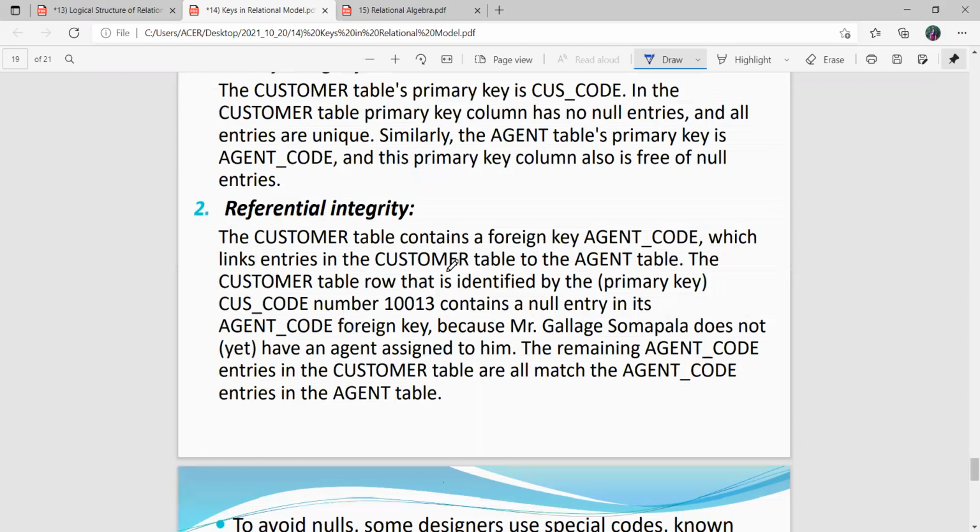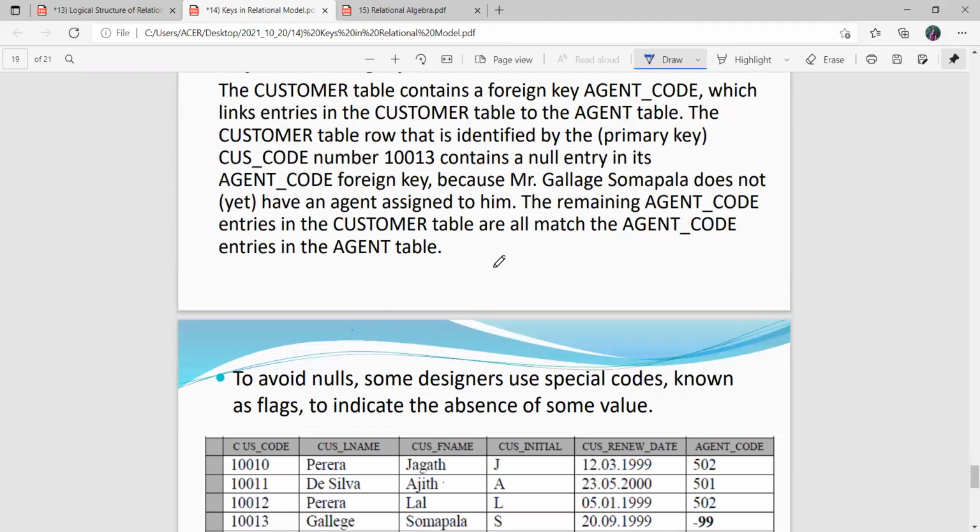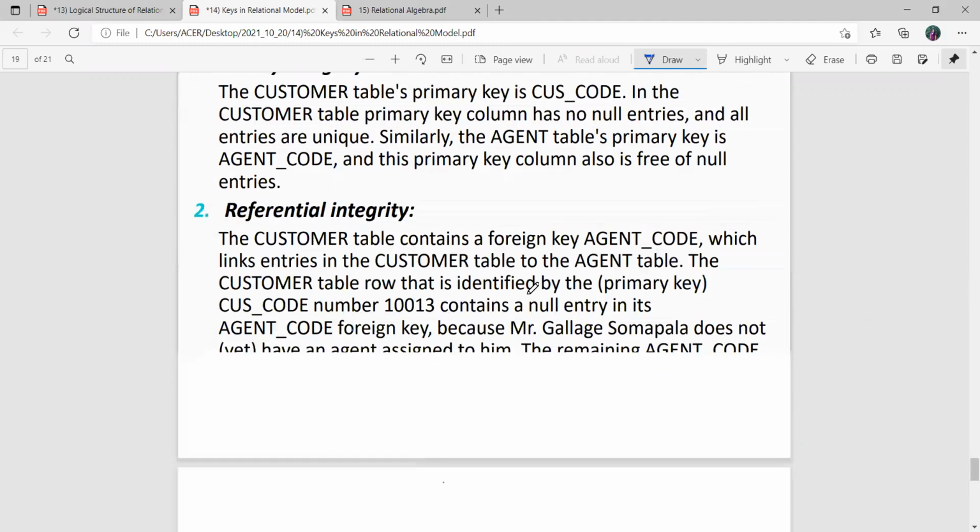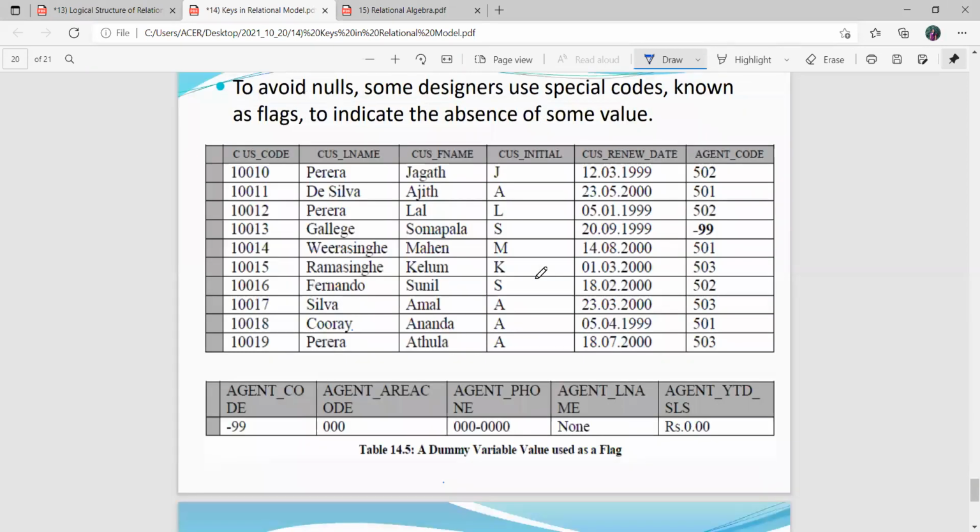So you can go through these slides. This is about the description of these two tables. So no need to repeat it again and again.